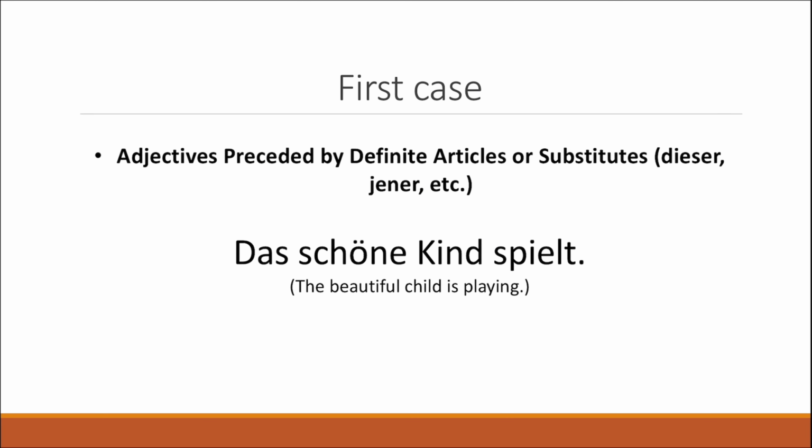Das schöne Kind spielt, the beautiful child is playing. And the normal adjective which we would have is schön. But in this case, schön is preceded by a definite article, das, and we have a neuter noun, das Kind. So in this case, we're not going to have schön, but schöne, also because it's the nominative case.